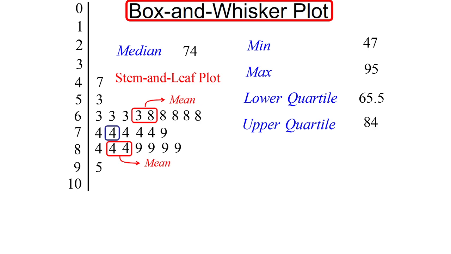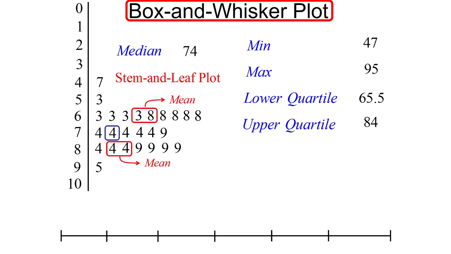With those numbers, the median, the min, the max, the lower quartile, and the upper quartile, I can do the perfect box and whisker plot. And it starts with a number line. Okay? And you know, you want to scale your number line appropriately for your data. So do you notice my lowest score is 47 and my highest score is 95? So I probably went from 40 to 100.